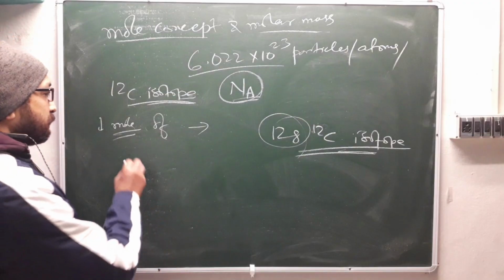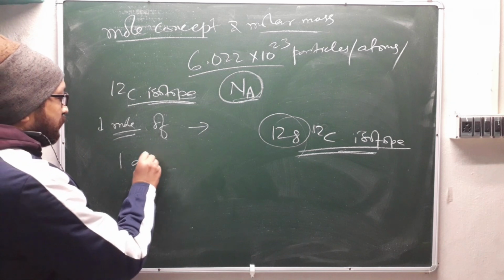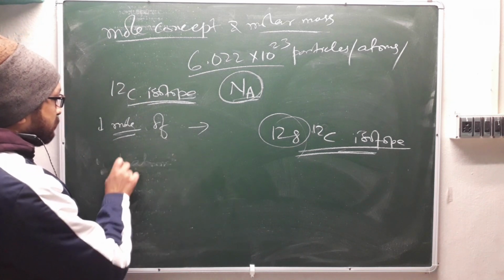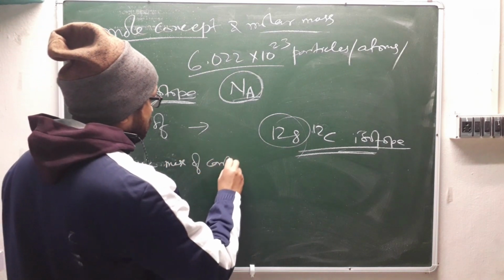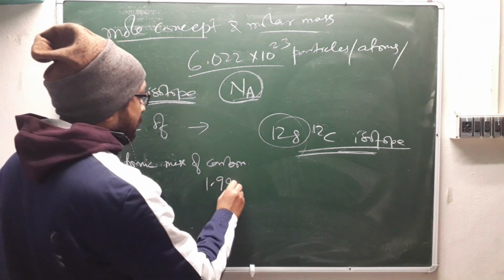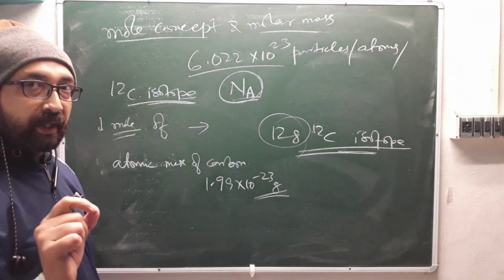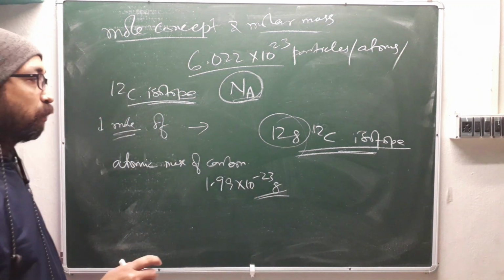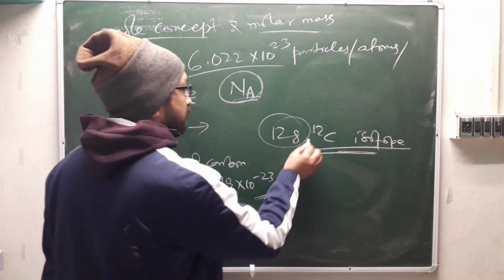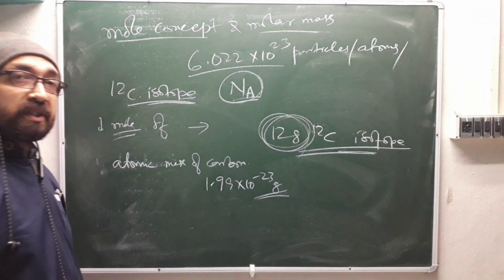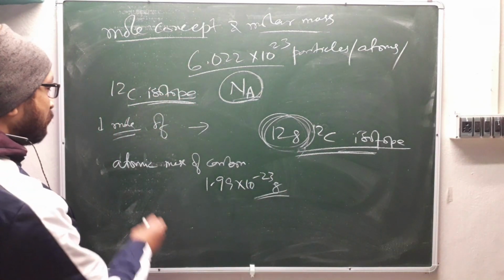For 1 atom of carbon, the atomic mass is 1.99 into 10 to the power minus 23 gram. This is the mass of 1 atom of carbon. Now for 1 mole of carbon, we already know that the weight is 12 gram. So now let us find out how many carbon atoms are present in this 12 gram. How are we going to find it?